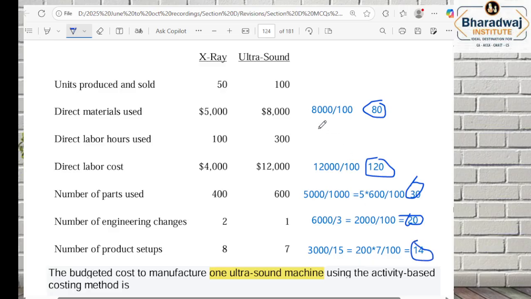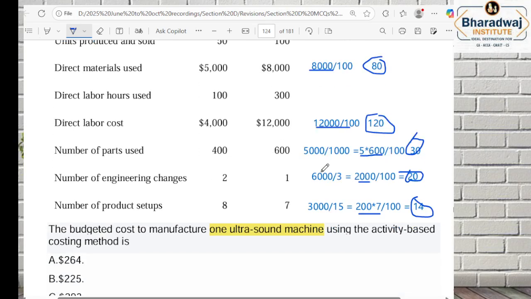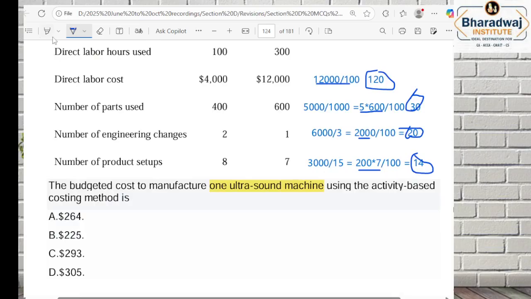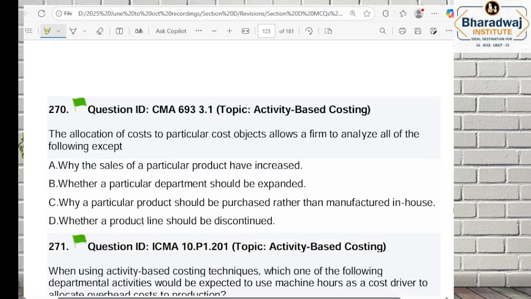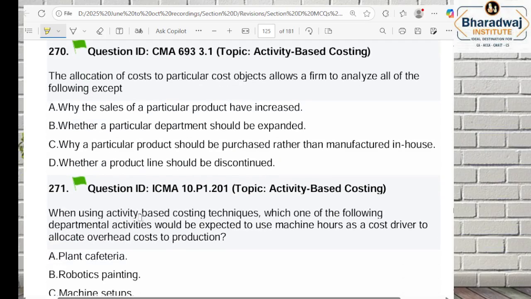Or simply you can take 8,000, 12,000, 3,000, 2,000, and 200 into 7, 1,400, and divide the total by 100. Instead of dividing by 100 every time, working out the total cost divided by 100 gives the same answer. What is the answer? 264. Next.